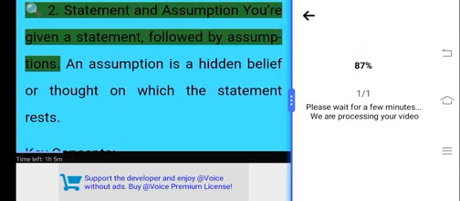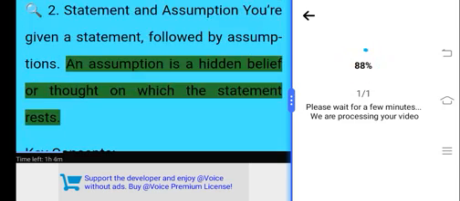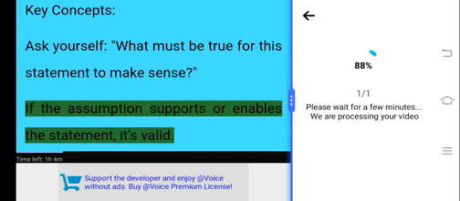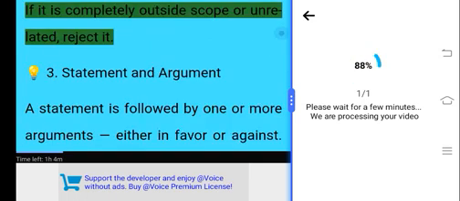2. Statement and assumption. You're given a statement, followed by assumptions. An assumption is a hidden belief or thought on which the statement rests. Key concepts: ask yourself, what must be true for this statement to make sense? If the assumption supports or enables the statement, it's valid. If it is completely outside scope or unrelated, reject it.